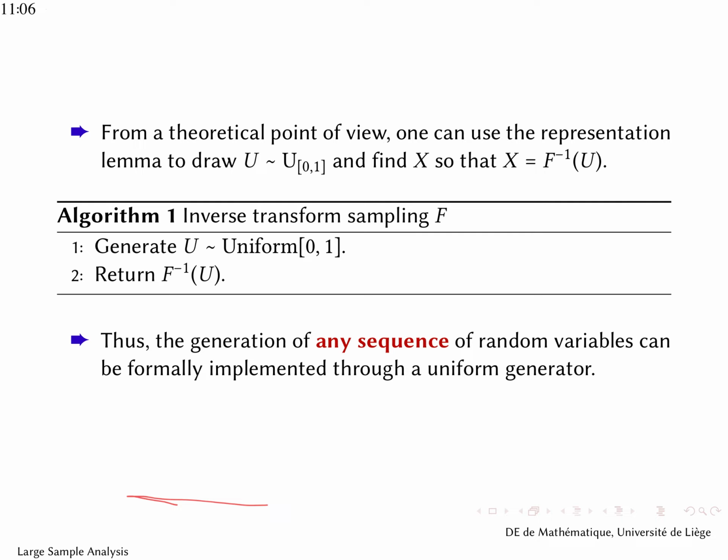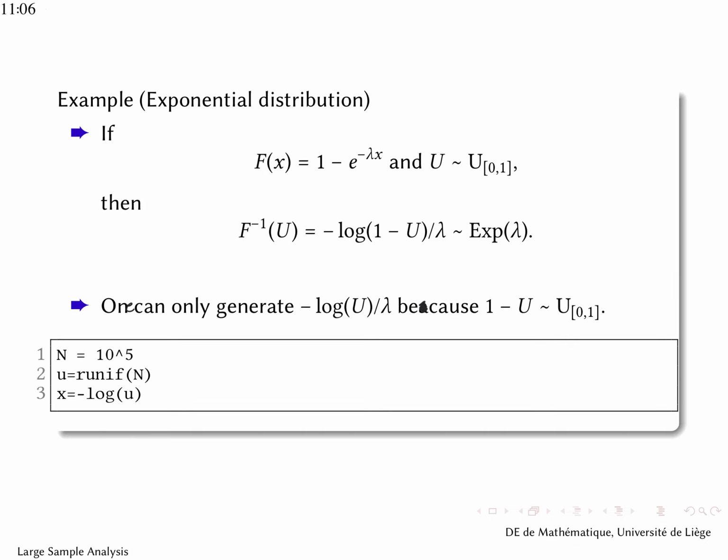So the algorithm is very simple. We start by generating uniform random variables, and then on those random variables we apply the inverse, so we apply the quantile function of the desired distribution, and the values that we obtain that way, they will follow the desired distribution. Let's take, for example, the exponential distribution.